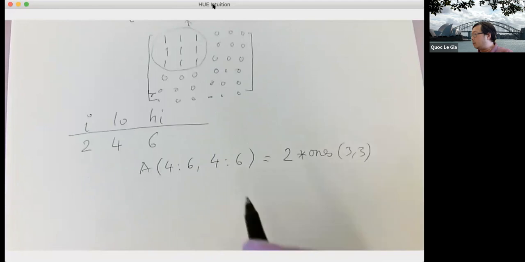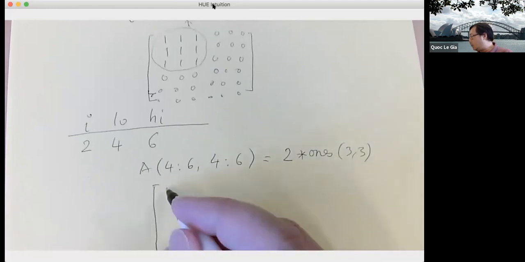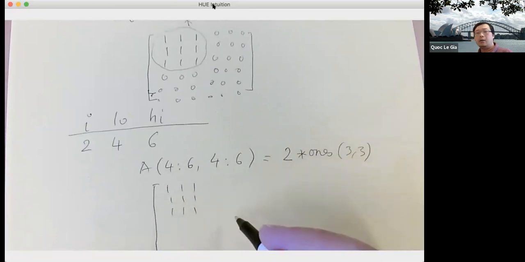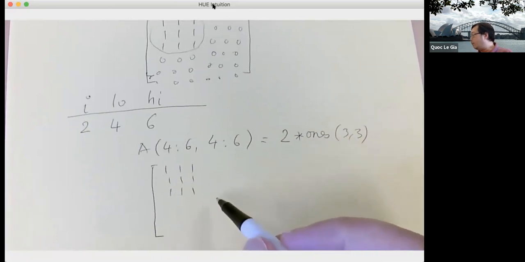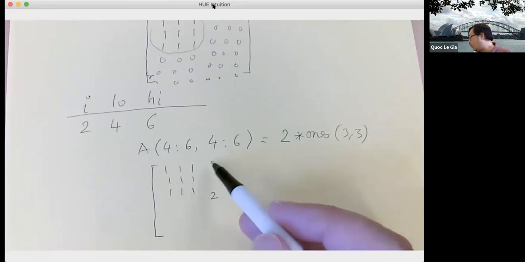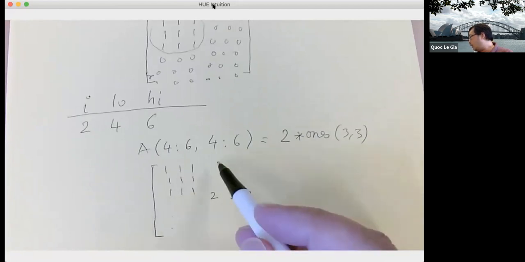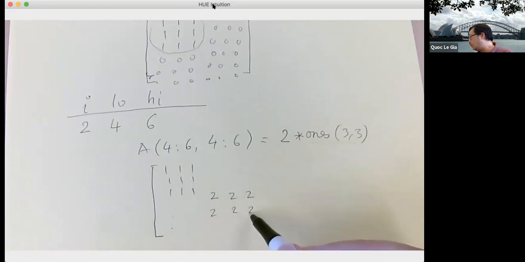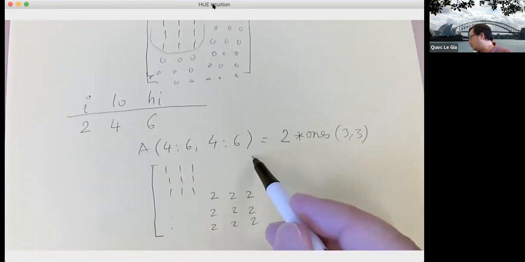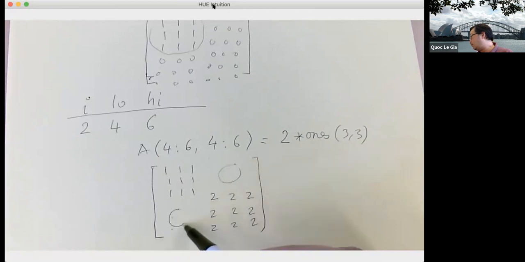And now the matrix A will be something like this: 1, 1, 1, 1, 1, 1, 1, 1, 1. And now from row 4 to row 6, in columns 4, 5, 6, you set it equal to 2. So this is the result you get from running the script. Now we run it and see whether our prediction is correct, okay?